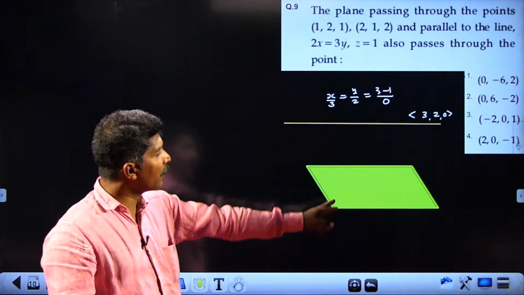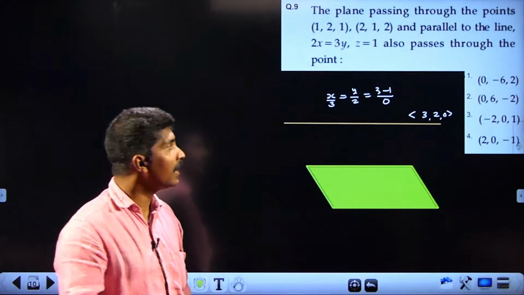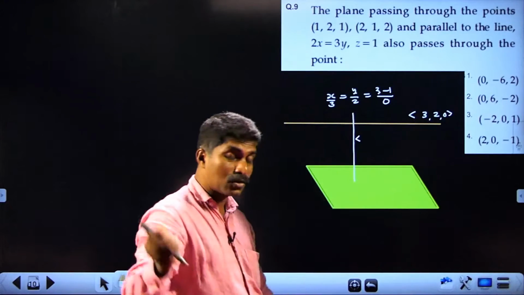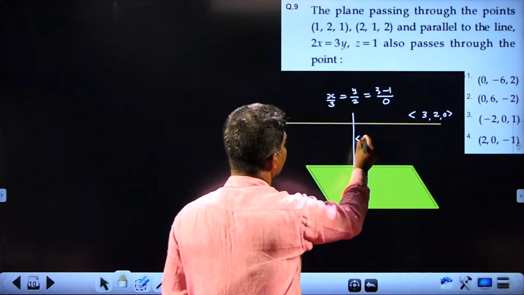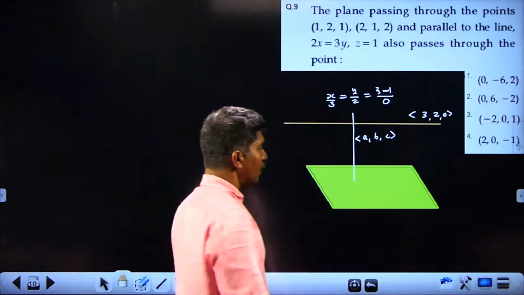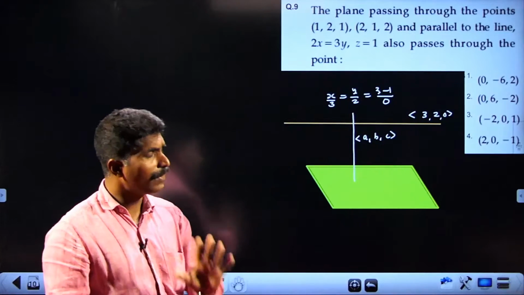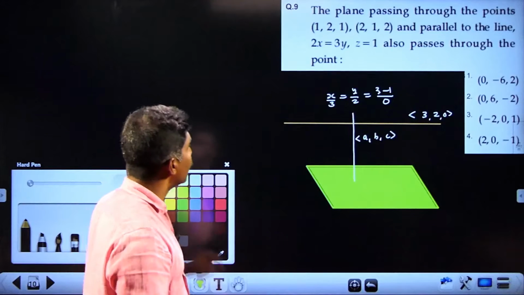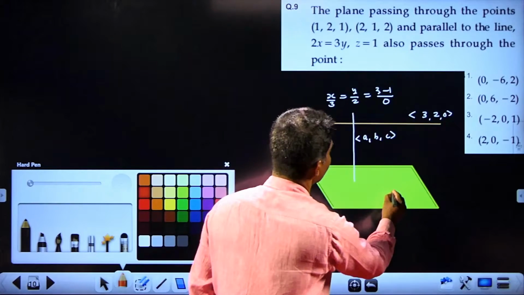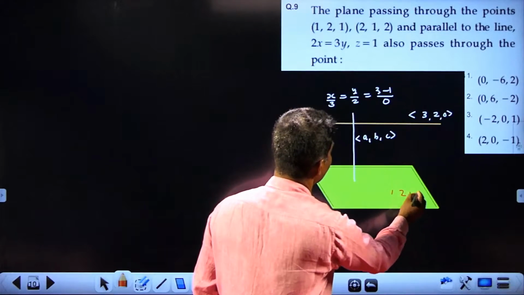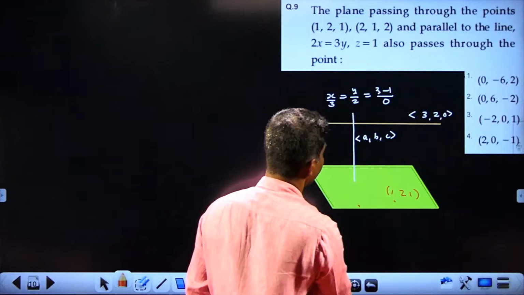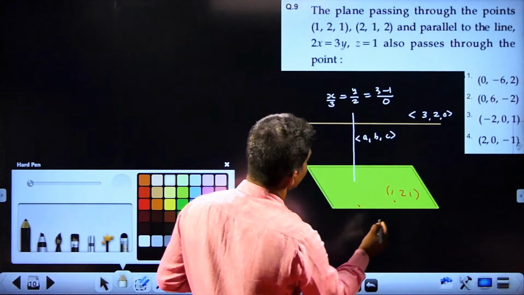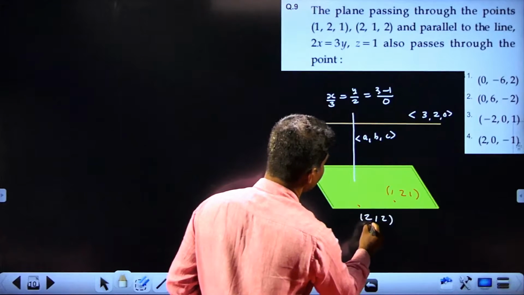No problem. Now, this plane has a direction ratio. What is the direction ratio of the plane? The direction ratio normal to the plane is A, B, C. That is not given; you have to find A, B, C. But two points are given. What are the two points? One point is 1, 2, 1, and another point is 2, 1, 2.